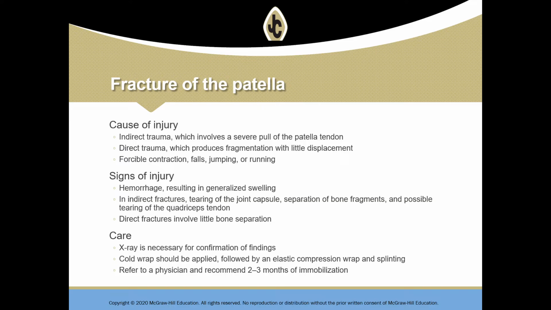Indirect fractures may cause tearing of the joint capsule, separation of bone fragments, or tearing of the quadriceps tendon. Direct fractures involve little bone separation. Obviously, you're going to see these on an X-ray. Treatment is ice followed by an elastic bandage wrap and splinting. Refer them to a physician, and there may be a period of 2 to 3 months of immobilization.